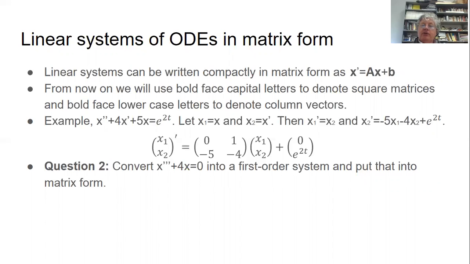So the second module question, which you should hand to me on Wednesday, is convert x triple prime plus 4x equals 0 into a first order system, and then put that into matrix form.